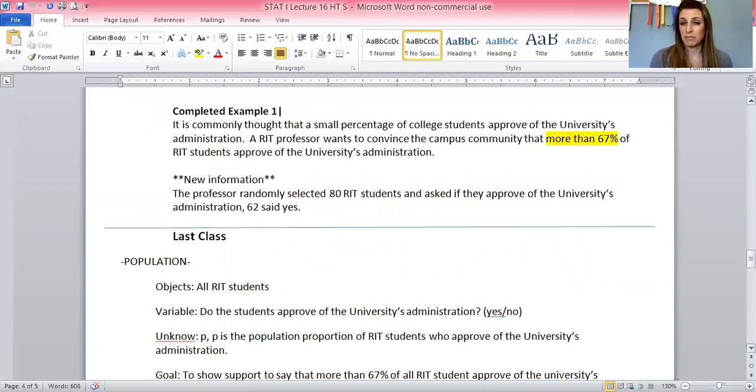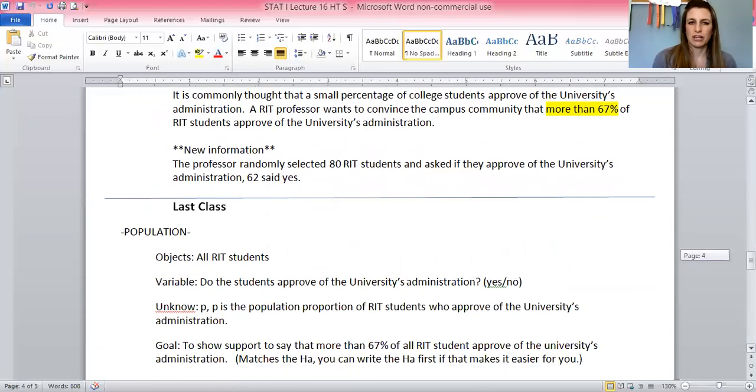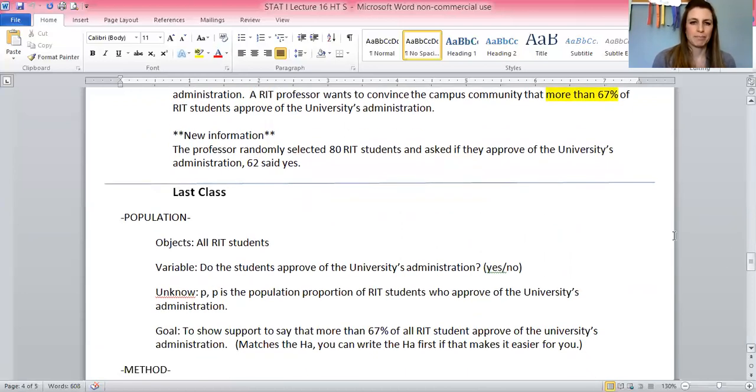I left the information here from last class, and I just sectioned it off and said this is from last class, okay? So I'm going to highlight some information in here. I want to highlight that it says 80 students, and I'm also going to highlight the 62, because the 80 students are the students in my sample. So that means n is 80, and 62 are the people that have the characteristic, meaning they've answered yes to my question that they approve of the university's administration.